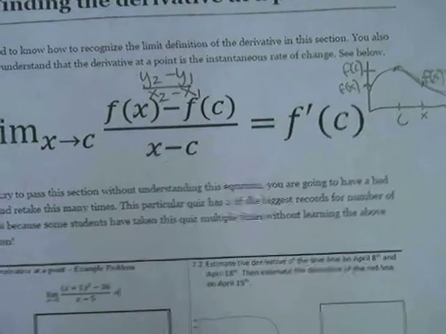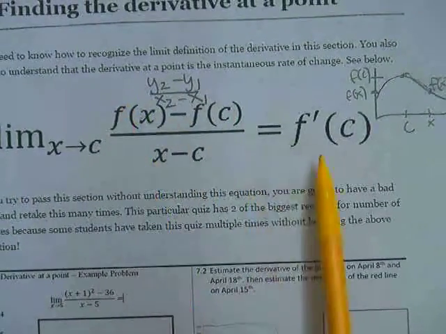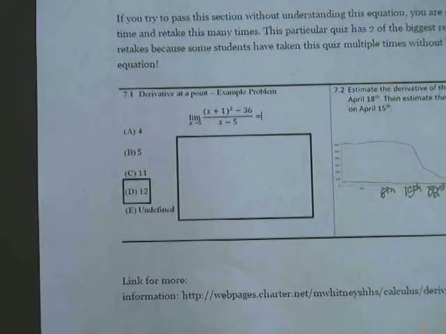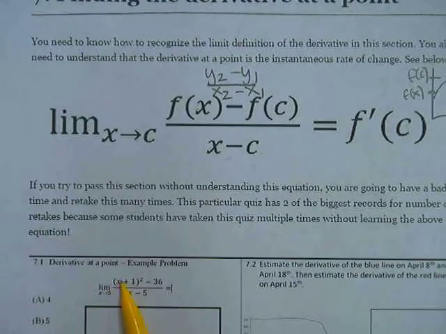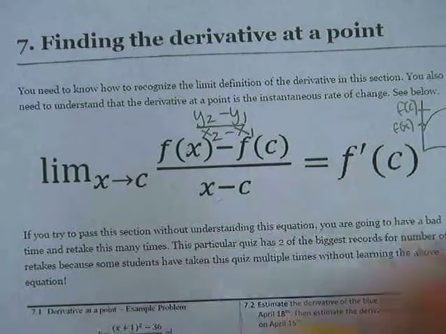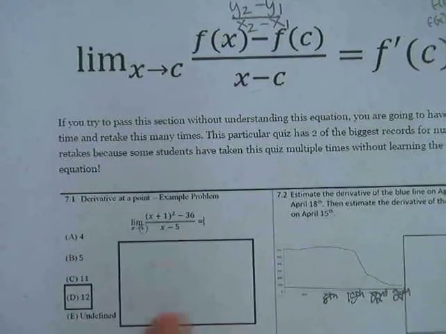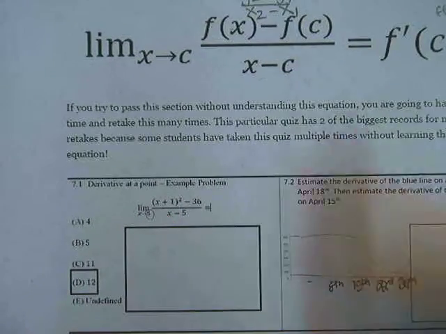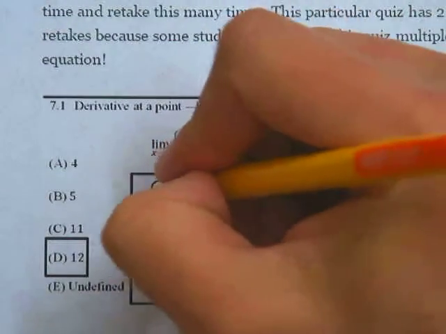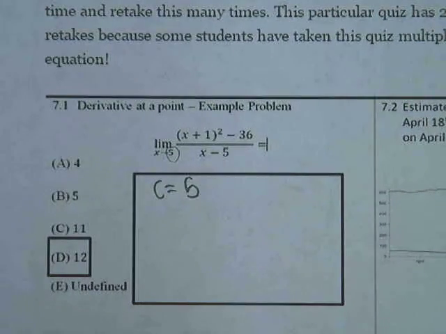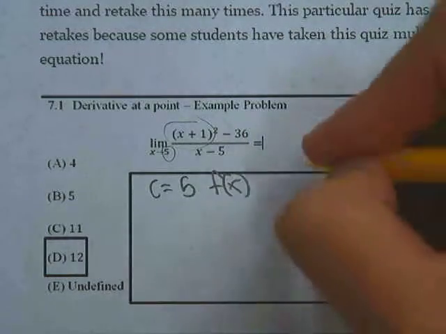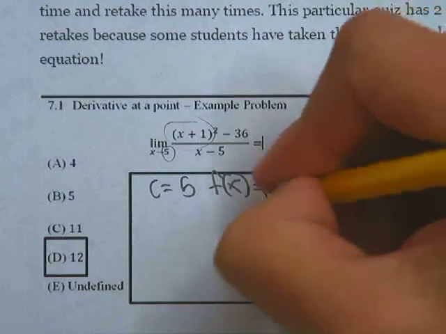Now let's go into some implementation of this. So you need to be able to recognize this and then solve this kind of problem. That's kind of how this shows up. So here we have a limit, and notice these are the same format. Limit as x approaches c. Our c is 5, it tells us, because it's as x approaches c, so it's 5 in this problem. So c is 5. Now we need to find f of x. F of x is just whatever's here. It's x plus 1 squared.